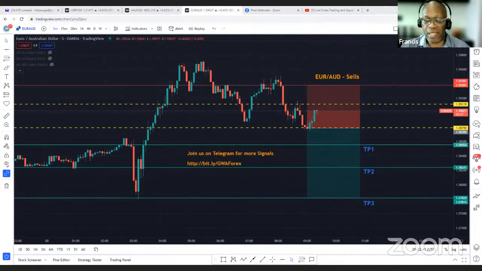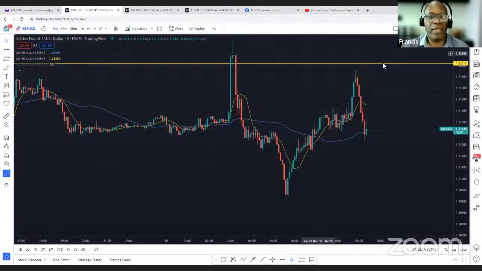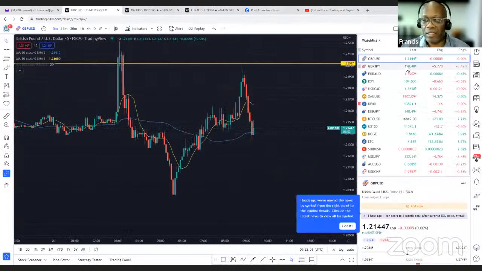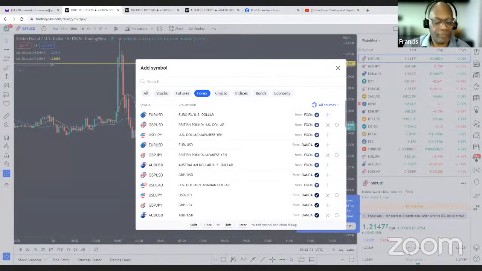Okay, someone says Euro USD. Euro USD moves pretty much like Pound USD. So let's quickly check that as well. I don't tend to trade Euro USD. It doesn't give me as many pips as I want for the day. But let's have a look at it.